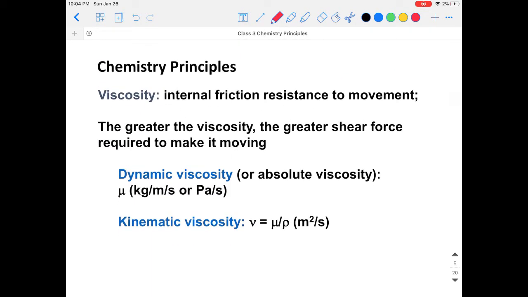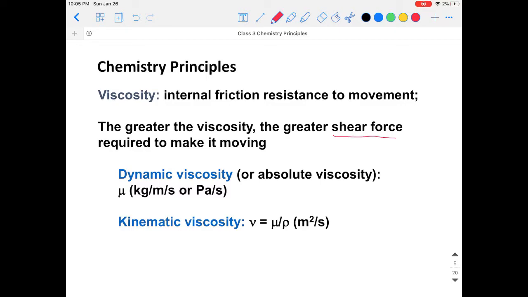In water chemistry, we're also going to use the viscosity of the water. The viscosity is defined as the internal friction resistance to movement. Basically, the higher the viscosity, the more difficult it is to cause a movement to this liquid. The greater the viscosity, the greater the shear force that will be required to make it move.